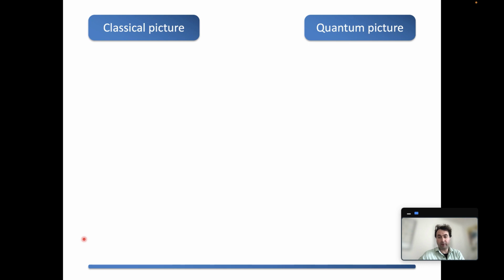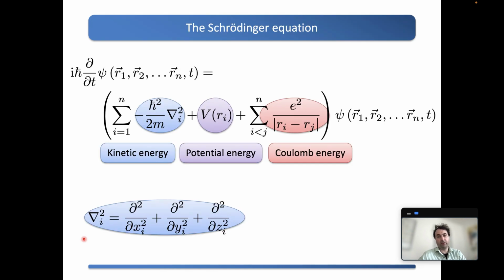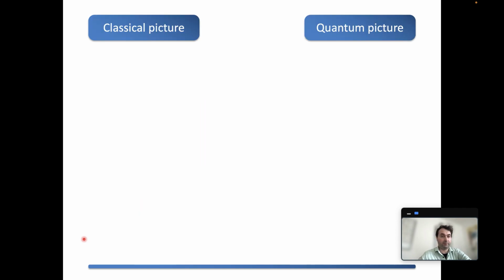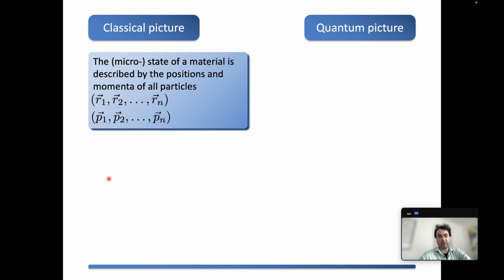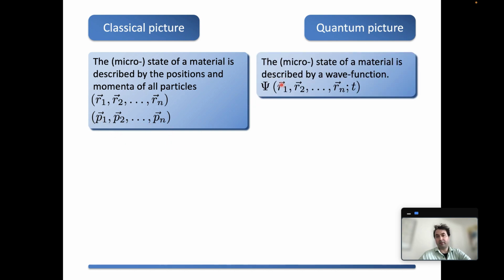And then of course this acts on a wave function, and the Hamiltonian acting on the wave function is equal to the time derivative of this wave function. We now can compare the classical picture to the quantum picture. In a classical picture the state, or the microstate, of a material is described by all positions and all momenta of the particles, whereas a quantum state, the microstate, is described by the wave function of a particle, which assigns a complex number to all coordinates of the particles as a function of time.